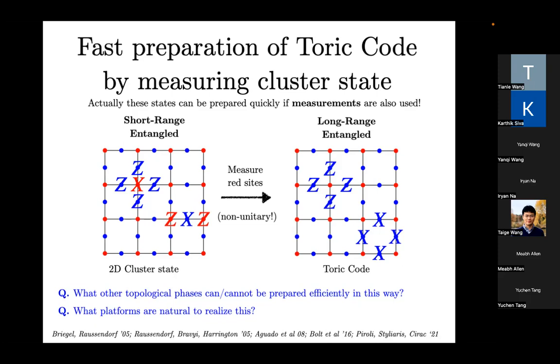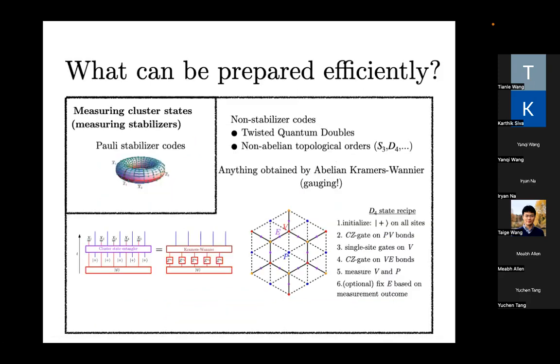So this raises the question: are there any other topological phases we can prepare efficiently this way? And of course, what platforms do we currently have, for example, in these NISQ devices, that can implement this? So what I'm going to talk about today is going beyond known examples. What people have known is this small box over here. If you have a stabilizer code, meaning you have a Hamiltonian consisting of terms that are products of Pauli operators, of course you can go and measure these stabilizers one by one, or you can do them in parallel, and that gives you a fast way.